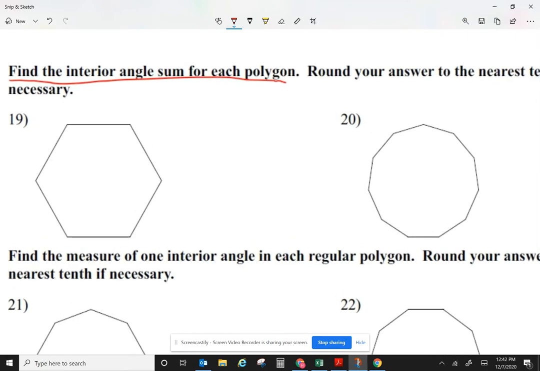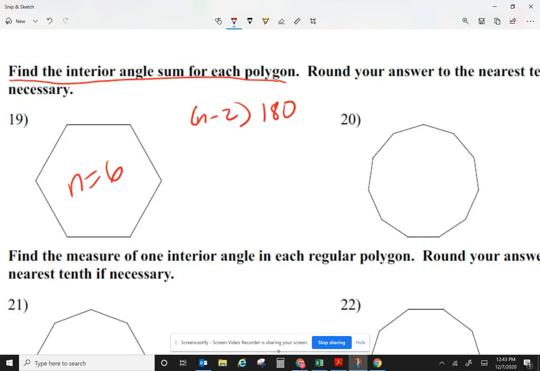Now, first of all, let's say n equals 6. So I'm going to have 6 angles, right? I can count the sides. It's a little bit easier to count the sides. For the angles on the inside, I'm going to use a formula: n minus 2 times 180. N is how many sides the figure has, or how many angles. It's the same number. So in this case, there are 6 sides, or 6 angles.